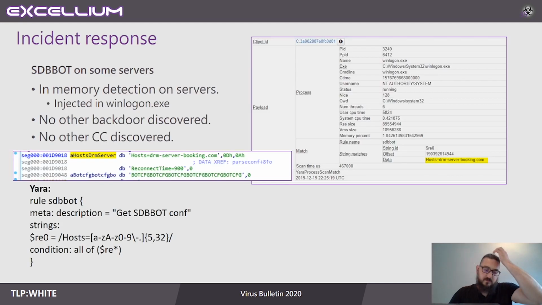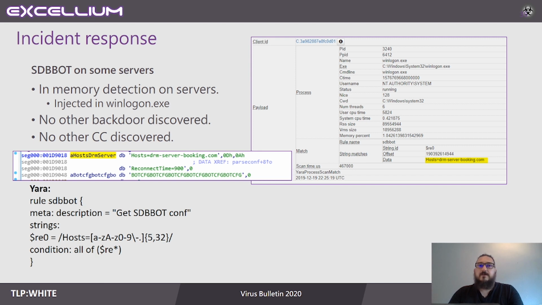On the servers, it was not the same persistency. The persistency is more complicated. It used the application compatibility shims. So it's, let's say, a special configuration registry where you may patch some file, hot patching, for example. And SDB bot, when run with system privilege, uses this kind of persistence. This persistence was well described by FireEye in 2017. You will have the link at the end of the presentation.